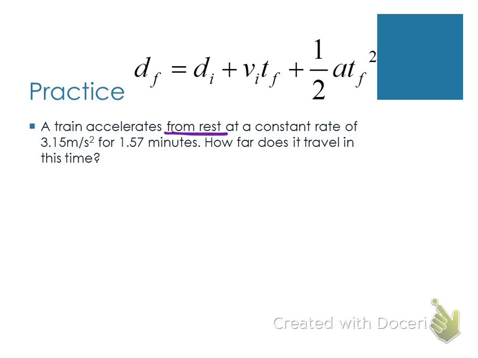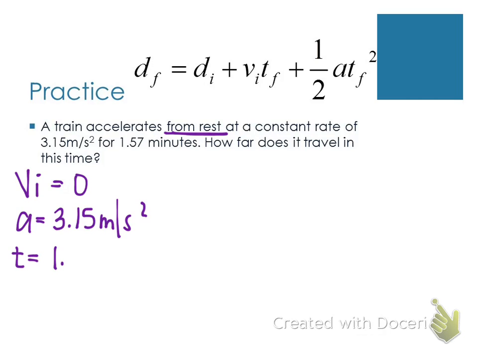Okay, this tells us it starts from rest, which means v sub i is equal to 0. Our initial velocity is 0 if it starts from rest. Our acceleration is 3.15 meters per second squared. Our time is 1.57 minutes. What should be the red flag that's jumping out at you here? Time is in minutes. So we need to multiply that by 60 to get it in seconds.